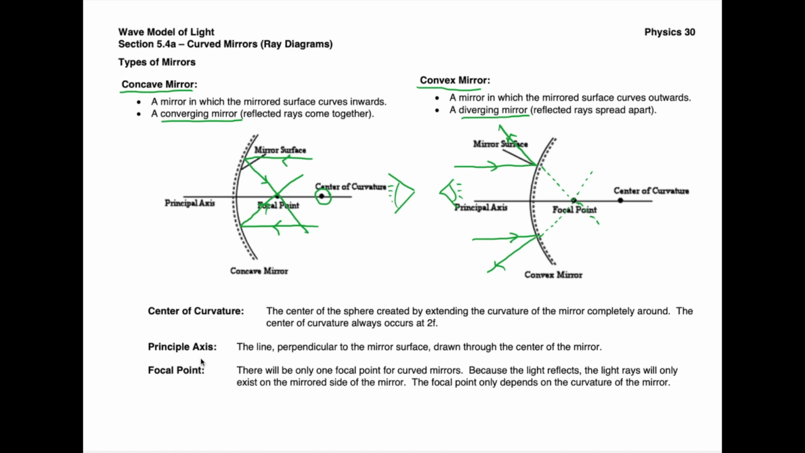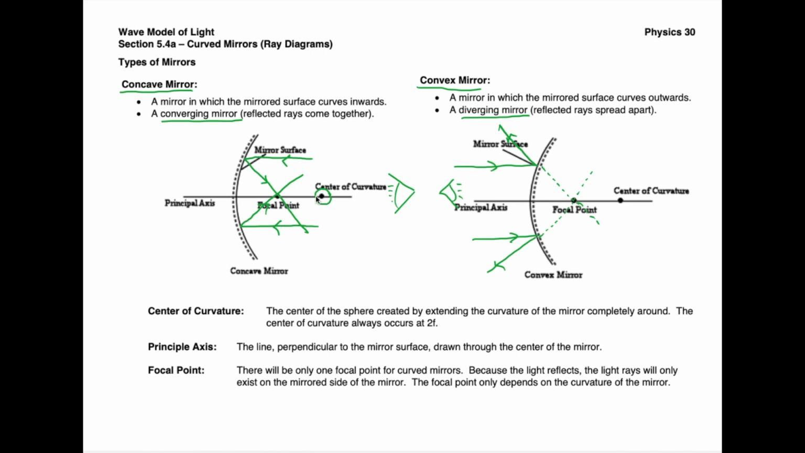We have our focal points, and the focal points again are a bit different. With the lens, we have two focal points, one on each side, because the light's going through the lens. With these ones here, because we have a reflection, all the light stays on one side, so there is only the one focal point then with the mirrors.